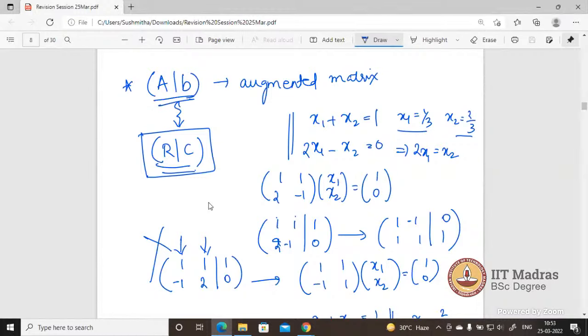If you want to do column operations, what you can do is take Ax = B, take the transpose: x transpose A transpose = B transpose, and do column operations here. But that's not what we have studied, so that will be simply complex.